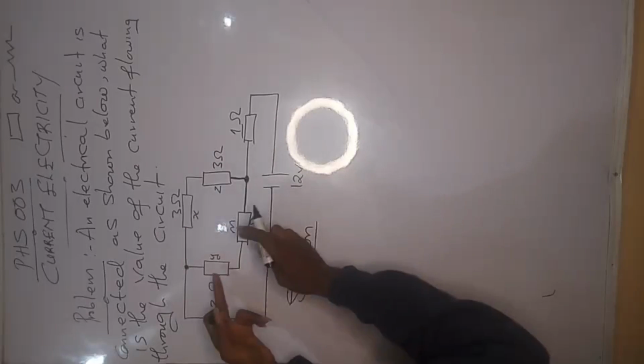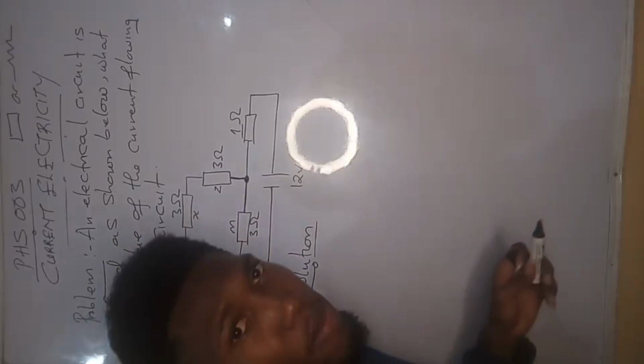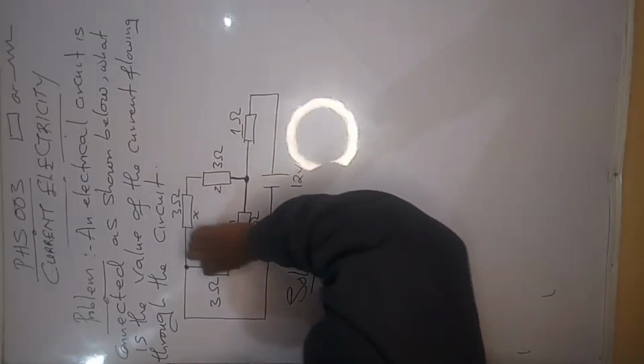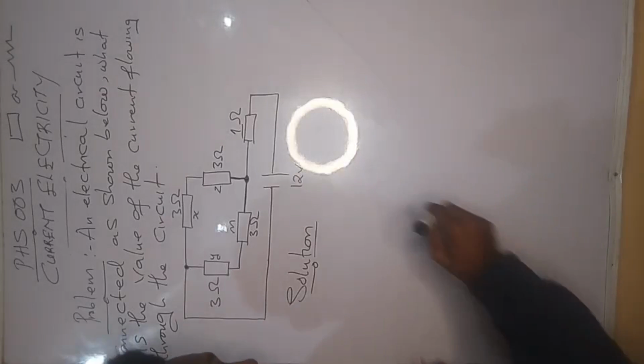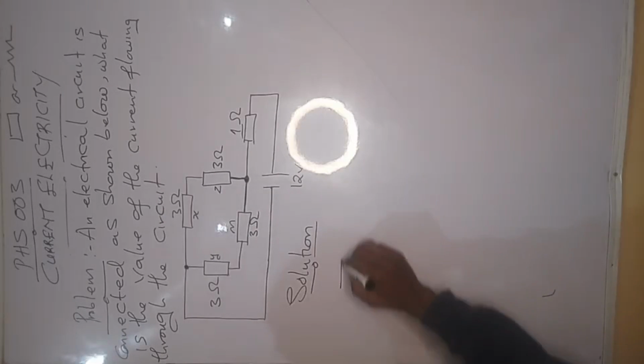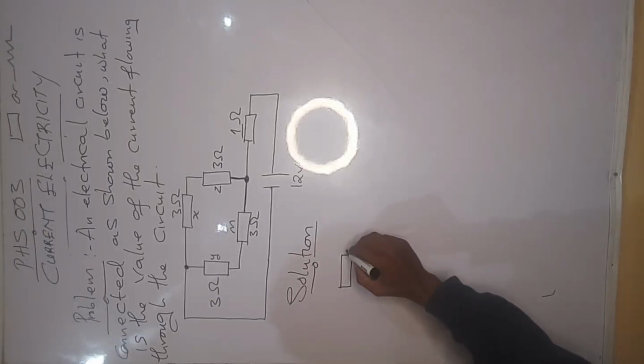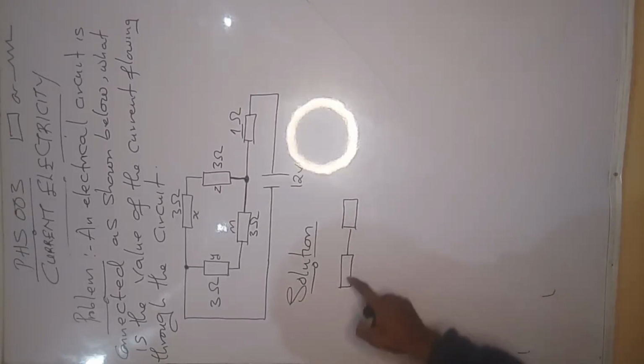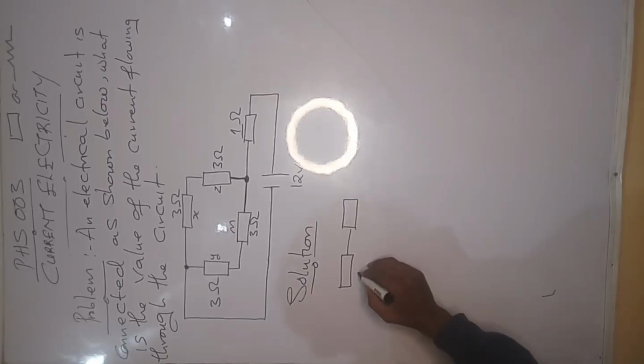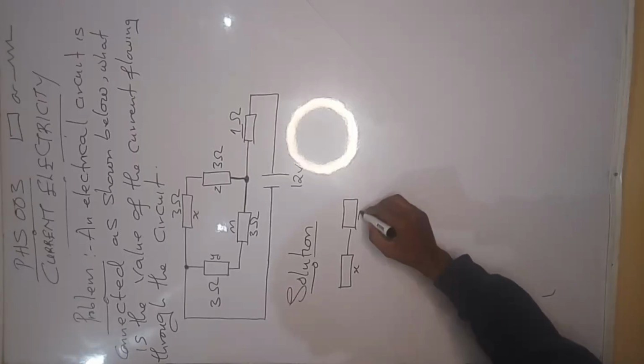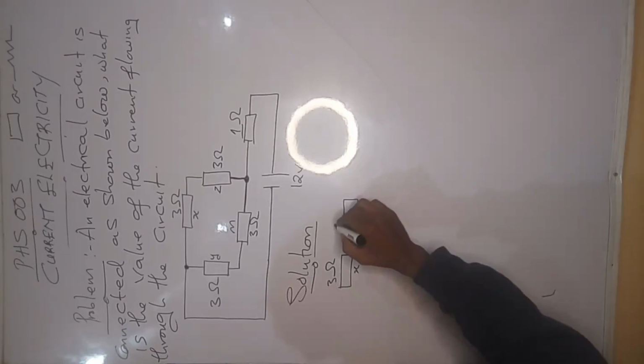We said these two are in series, these two are in series, and these two, like this, both of them are in parallel with each other. So I can establish that this diagram is this. Where these two are X and Z, that we said 3 ohms, 3 ohms.